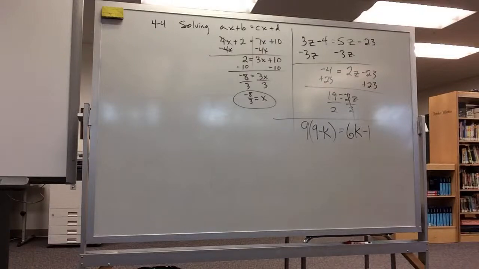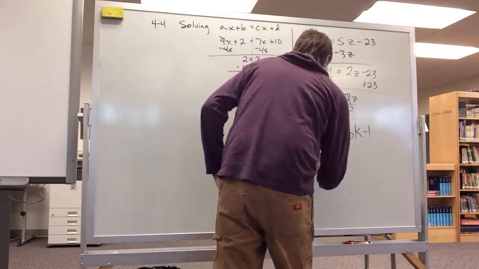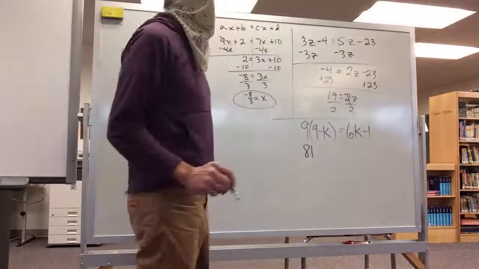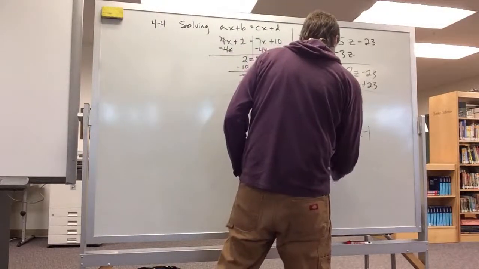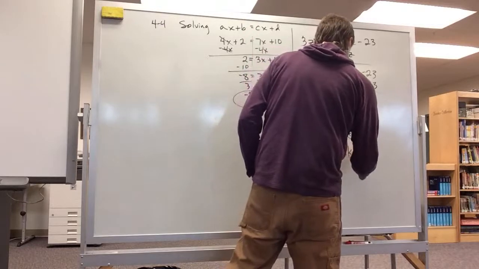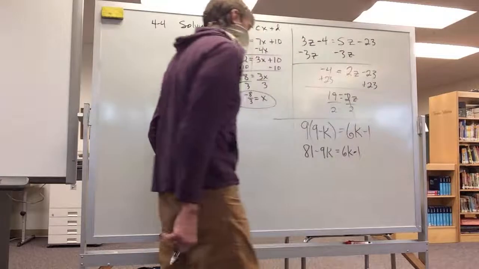Yeah. I got 10. So what did you get for the first line? 81, 81 subtract 9k. Yeah. Is equal to 6k. Oh, that's tough, okay. And then what?